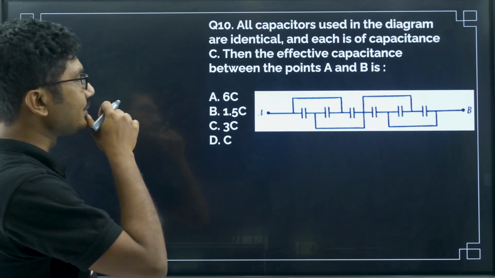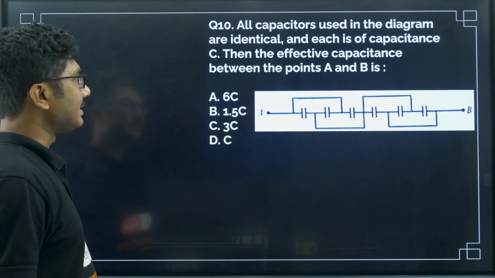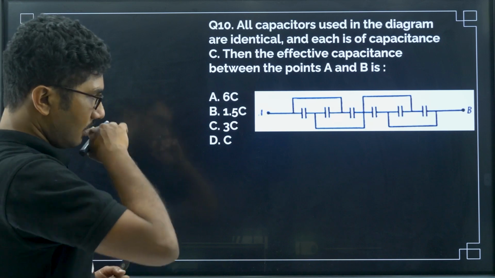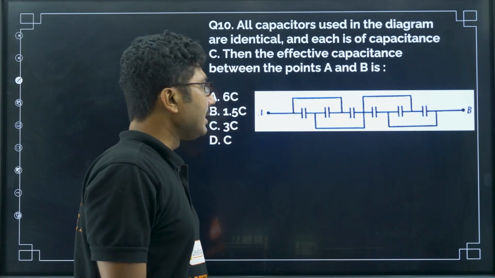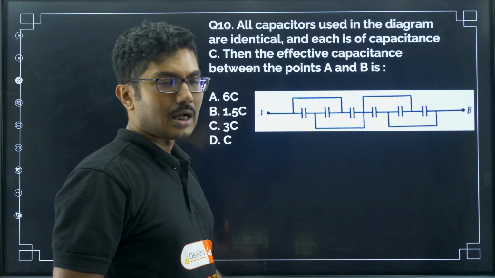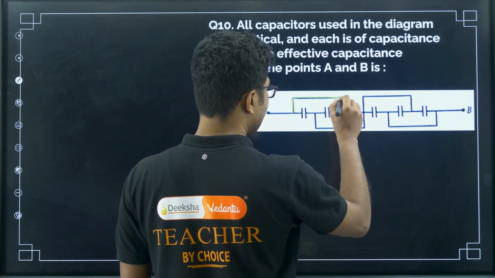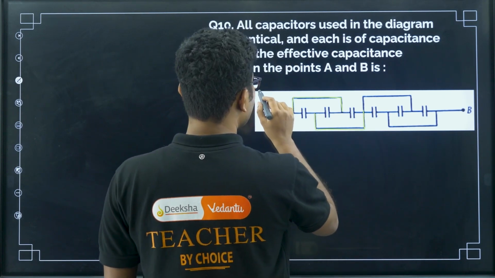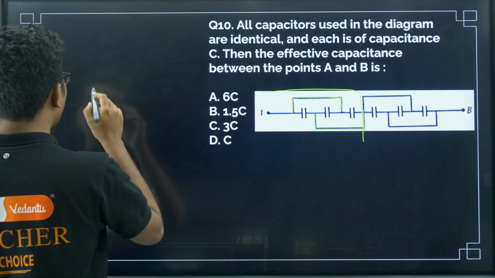All capacitors used in this diagram are identical. Each of these capacitances is C, then find the effective capacitance between the points A and B. Now this is a very particular style of problem. Here, first of all, you have to understand how these capacitors are connected. If you see, there is no capacitor here. They are connected like a wire. So let's start with this half first, up to this point. We have to understand how they are connected.